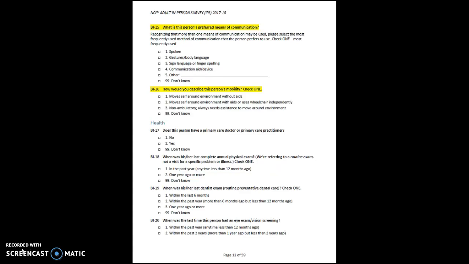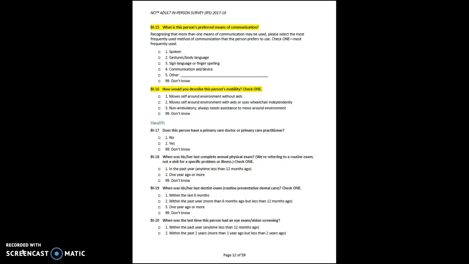Beginning with question BI 17, we have some questions around health. So whether the person has a primary care doctor or care practitioner. We have questions around regular exams or screenings here. For each of these, we're looking for regular routine exams. So when was the last physical, the last dental exam, or routine dental care? This again is not an issue that the person perhaps had to go to the ER to have their teeth looked at, but that they're going in for regular routine care.